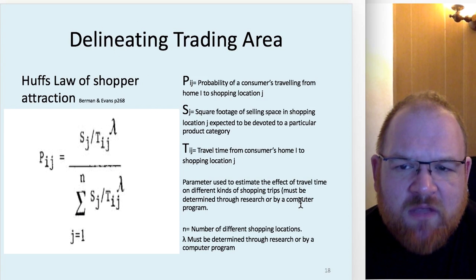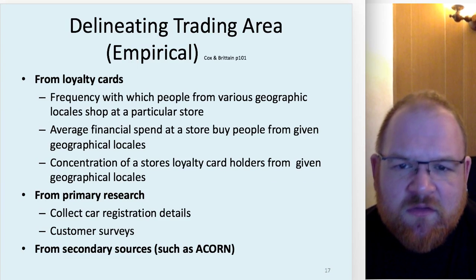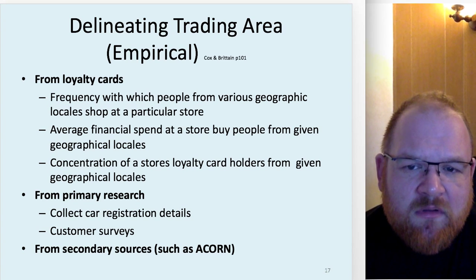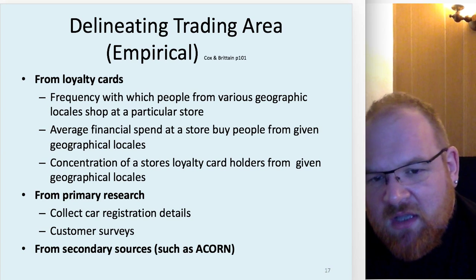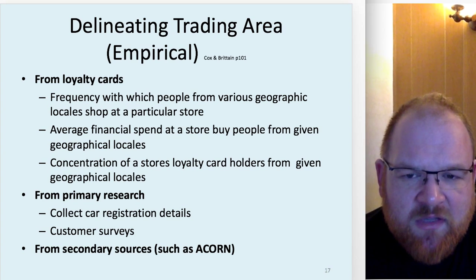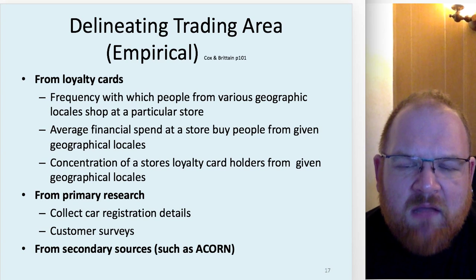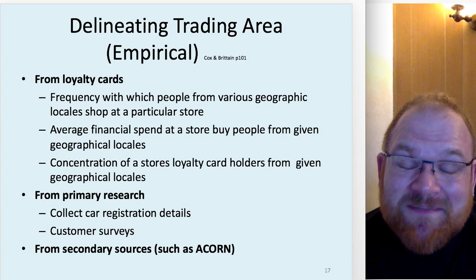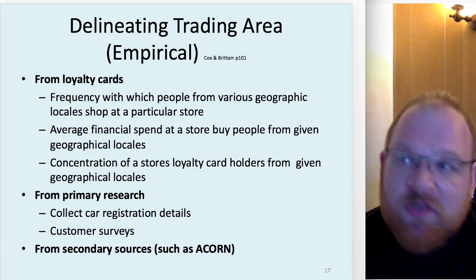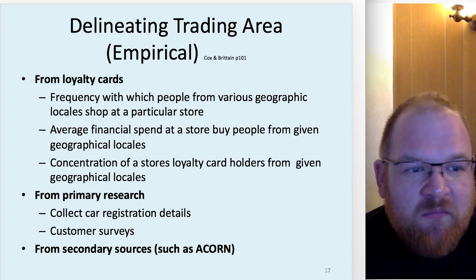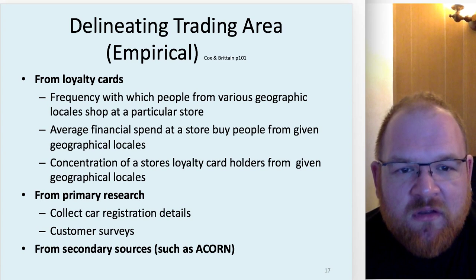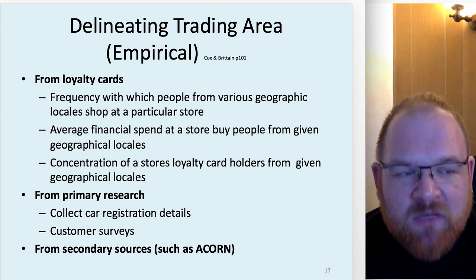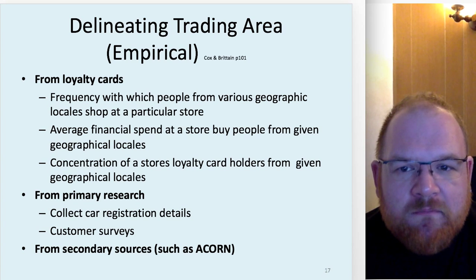What there also is an opportunity to do is look at delineating the trading area, particularly thinking about the frequency with which people use it. And you can do that from key research. Now, using loyalty cards, what Tesco have done and Sainsbury's with their Nectar card, they've built up a huge database of how a population spends its money. And they can extrapolate that.